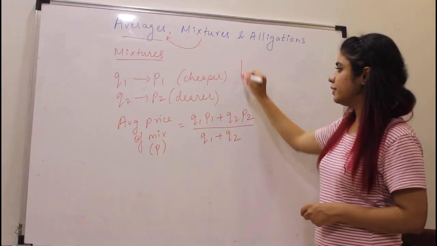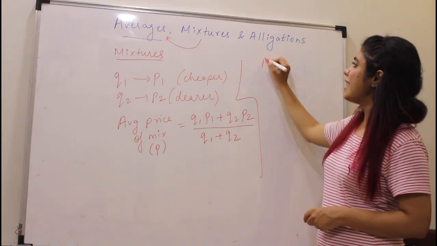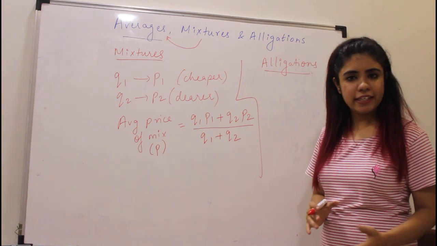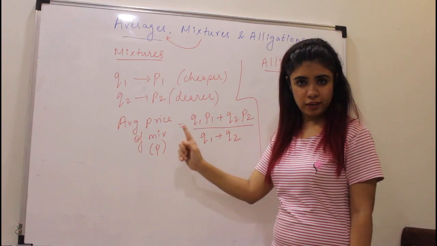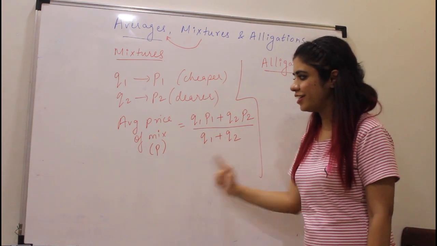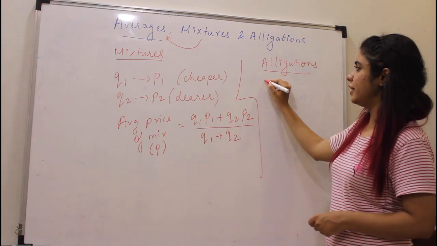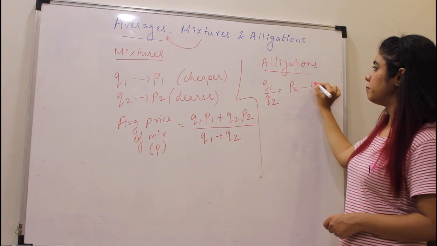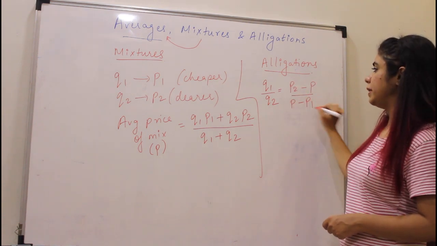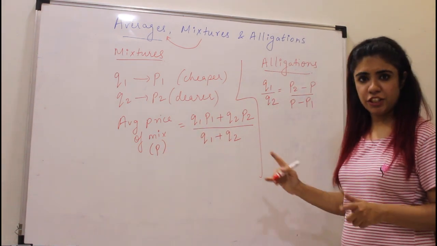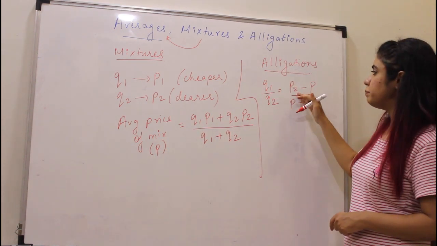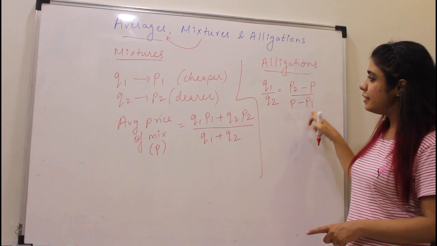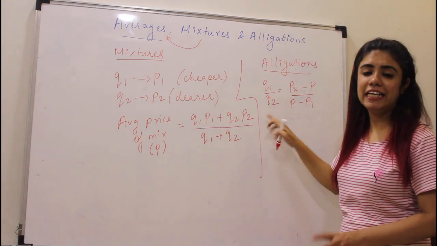ठीक है? Now let's understand if this is mixtures, what is alligation? What do we do in alligation? We just rearrange this formula. We are not doing anything else. If I rearrange this in terms of Q1 upon Q2, I will get P2 minus P upon P minus P1. ठीक है? You can rearrange this and check. You will get Q1 upon Q2 is P2, that is the dearer price, minus average, upon average minus cheaper. This is the ratio of cheaper quantity and dearer quantity.